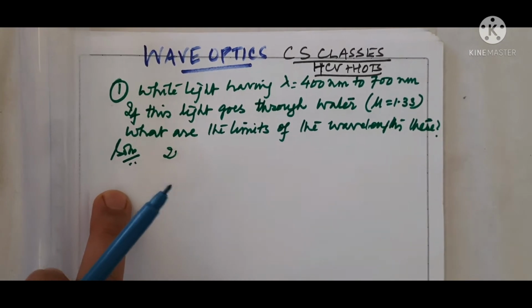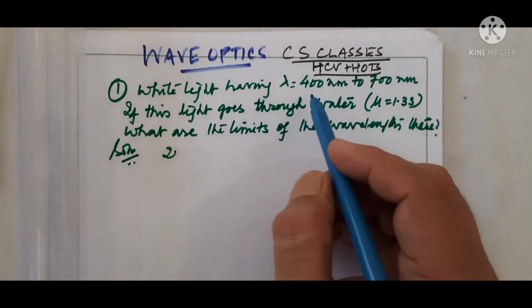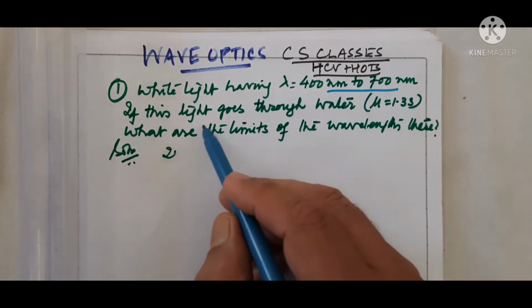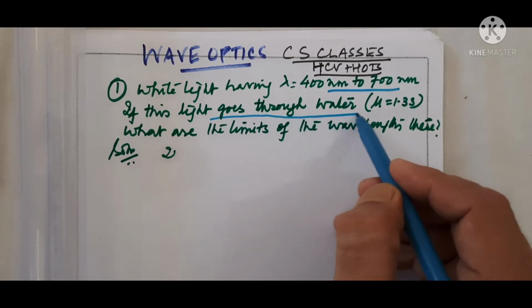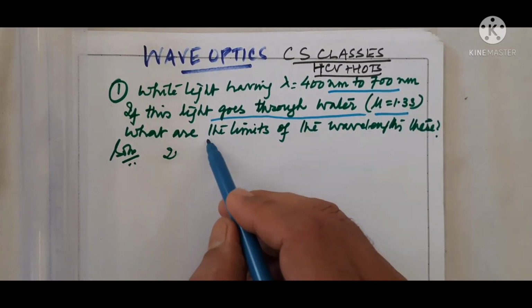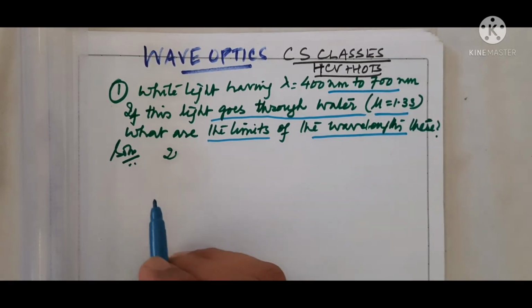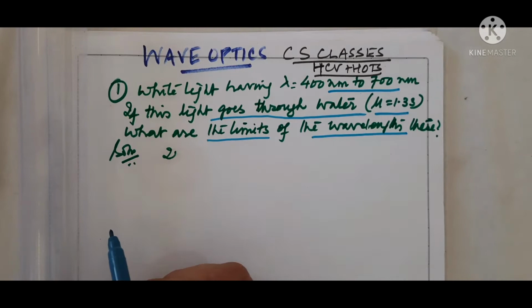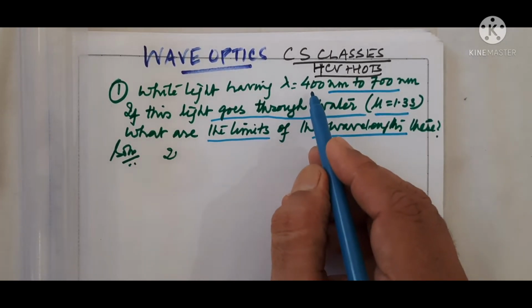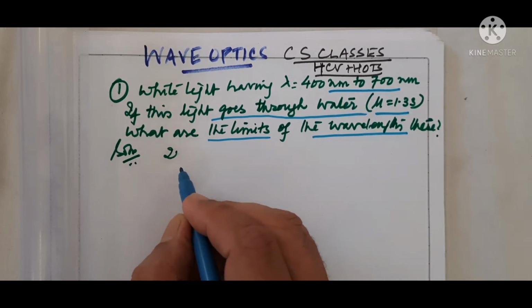Question number 1. White light having wavelength 400 nanometer to 700 nanometer. If this light goes through water whose refractive index is 1.33, what are the limits of the wavelength there? So we have to find out the wavelength in water between this 400 nanometer to 700 nanometer.